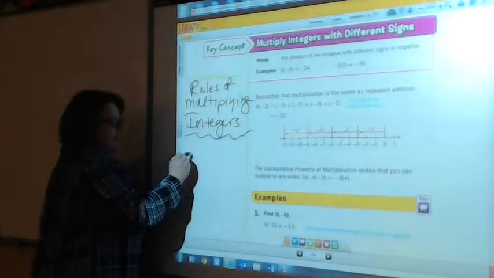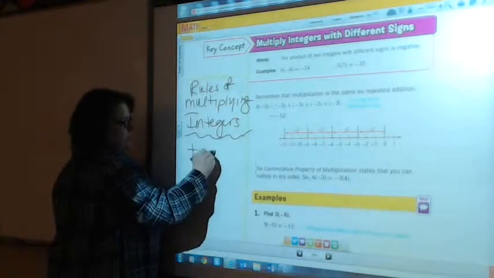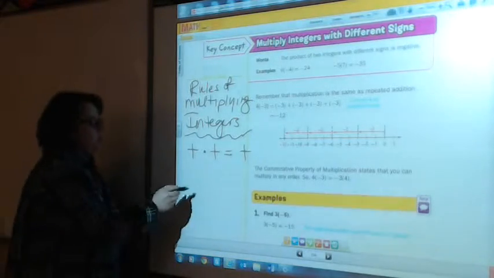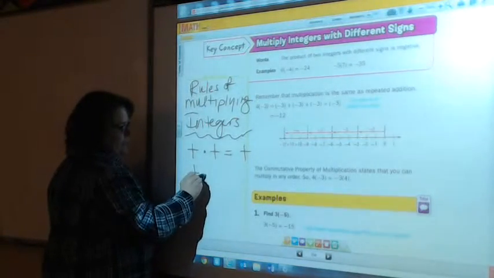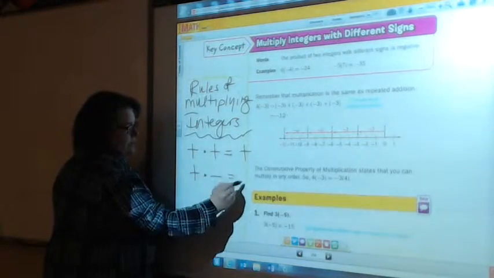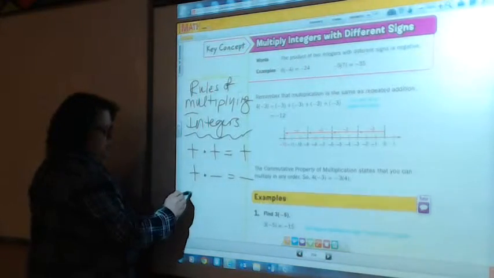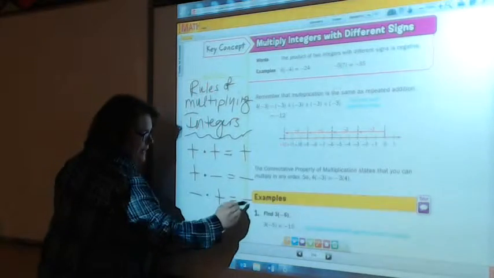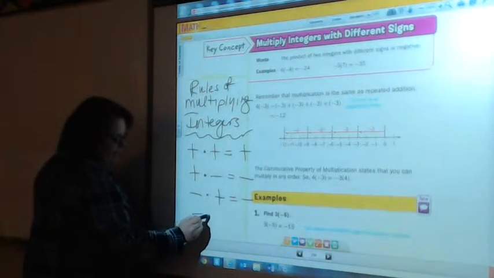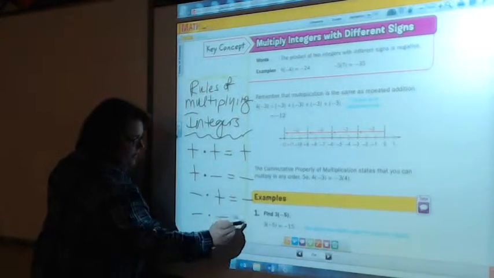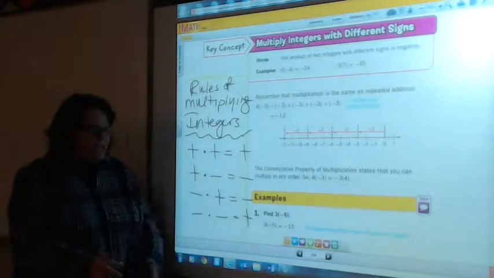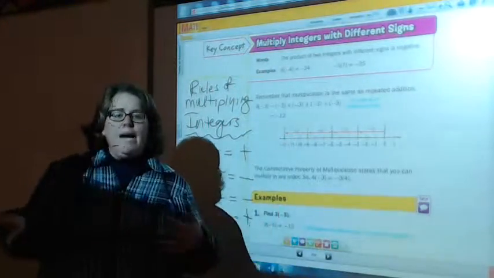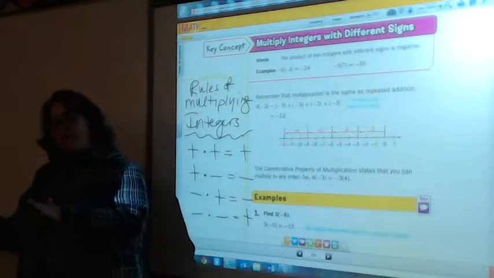When you multiply a positive times a positive, your answer is going to be positive. When you multiply a positive times a negative, your answer is going to be negative. When you multiply a negative times a positive, your answer is going to be negative. And when you multiply a negative times a negative, your answer is going to be positive. It's essentially when your signs are the same, answer is positive. Signs are different, answer is negative.